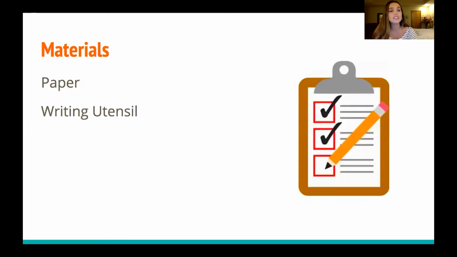All right, so today, for your materials, all you need is a piece of paper, whether that is lined paper or blank paper, whatever you can find is awesome. And then just a writing utensil. For a writing utensil, you can have anything from a marker or a pencil or pen, whatever you can get is great. So go ahead and pause this video and grab what you need to.